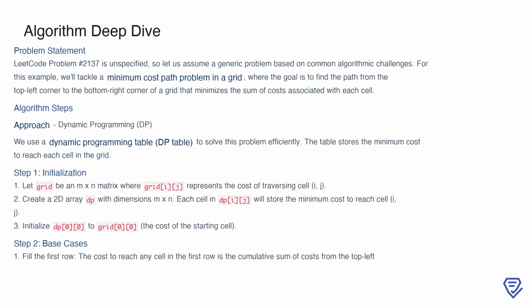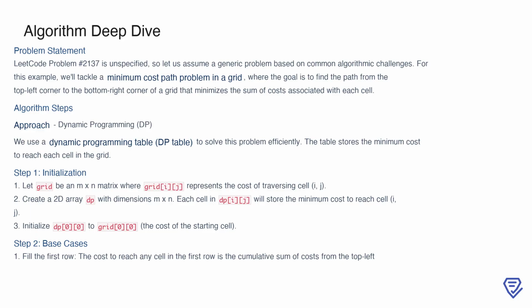The goal is to find the path from the top left corner to the bottom right corner that minimizes the sum of the costs in each cell traversed. To solve this efficiently, we use a dynamic programming approach. First, we initialize a DP table where each cell will store the minimum cost to reach that position. We set the starting cell, DP[0][0], to the cost of the top left corner, grid[0][0].